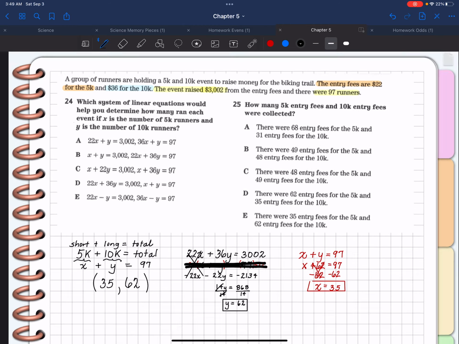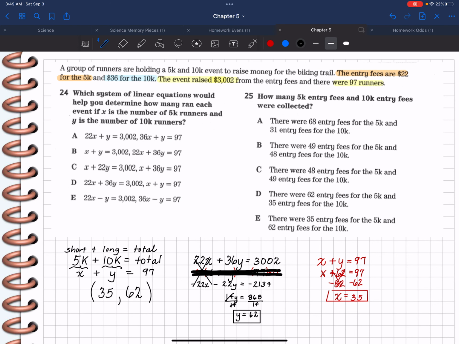All right, so which equations are we going to use? I'm liking D as my choice. Number 24 is D. And number 25, how many of each one were there? There were 35 short racers and 62 long racers. So E is the answer for 25.